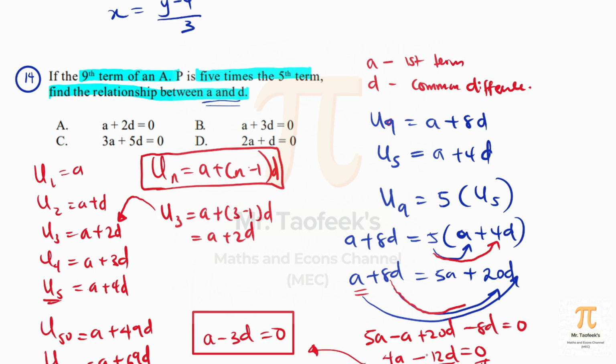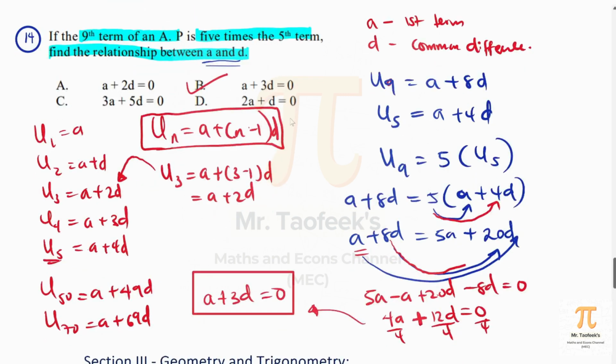20 minus 8D is plus 12. So divide both sides by that, and we have A plus 3D. So our answer is option B. All right, so that's how mistakes can come in. Make sure you're careful to avoid this mistake, okay?